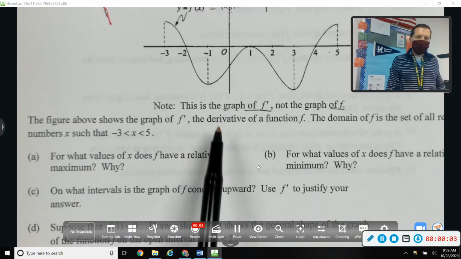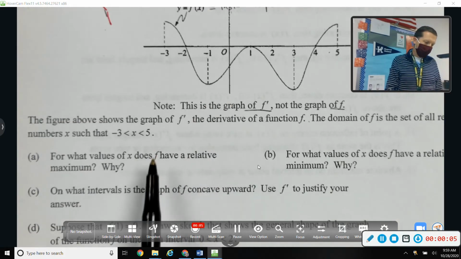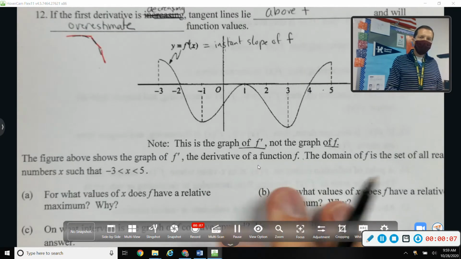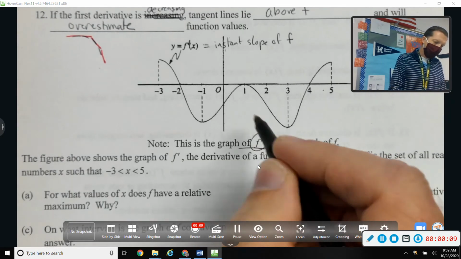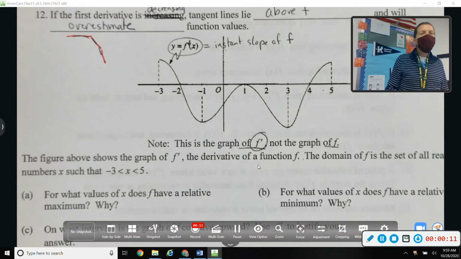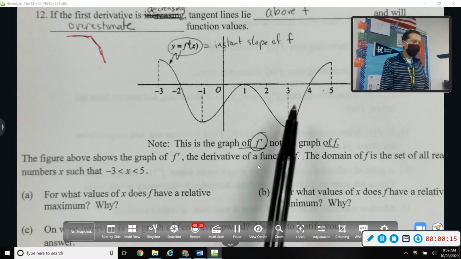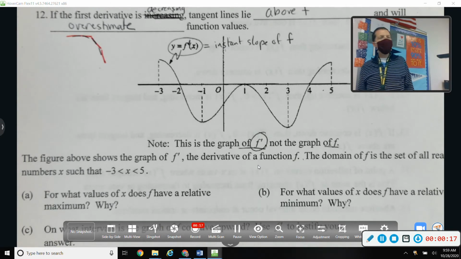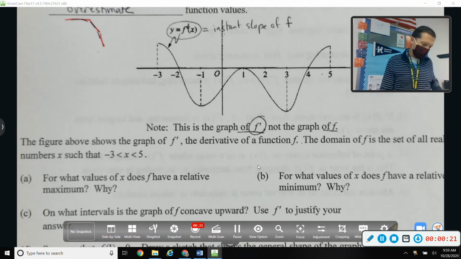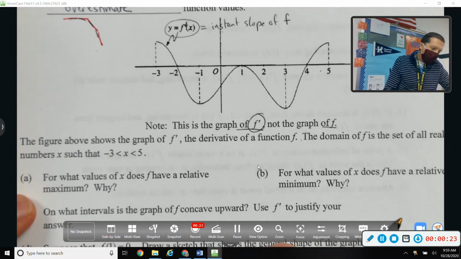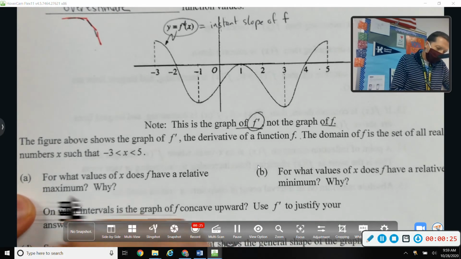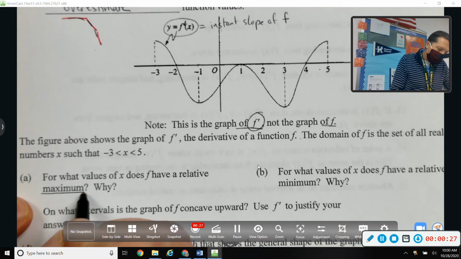Alright, so the bottom of the things I know or things I should know graph. Again, this is the graph of f prime, not the graph of f. And that's one of the biggest mistakes people make, is they look at the graph and they think, oh, that's the graph of f, so I'll answer all the questions like that's the graph of f. It's the graph of f prime, so be careful. Question A. For what values of x does f have a relative maximum?